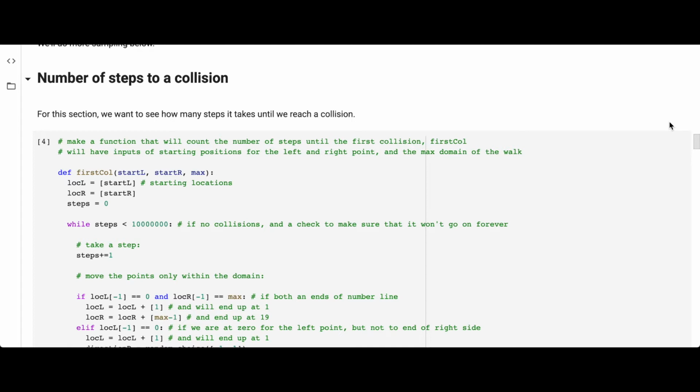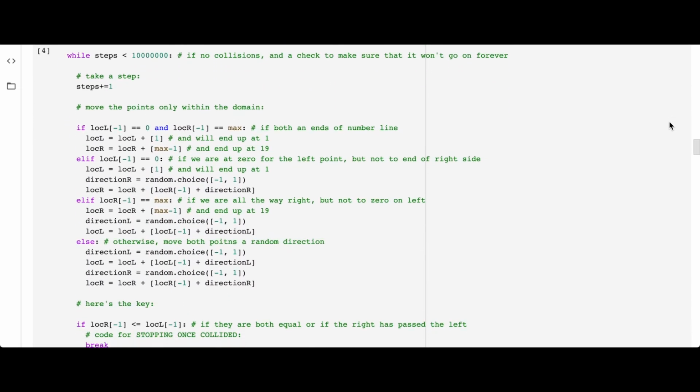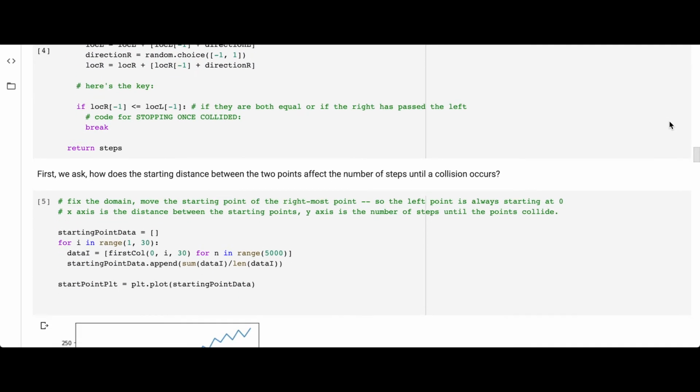Now we take a look at the number of steps until we reach a collision in the walk. To do this, we create a function called firstCall, and that tracks when the first collision occurs in the walk. And we use a while loop instead of a for loop to make sure that it doesn't go on forever.